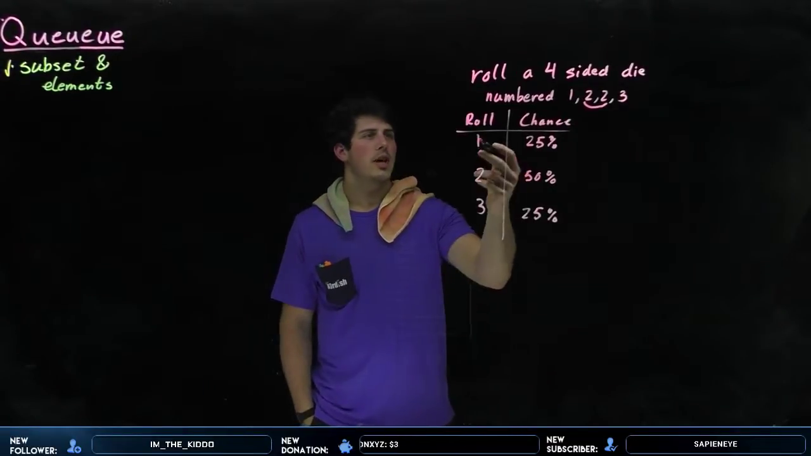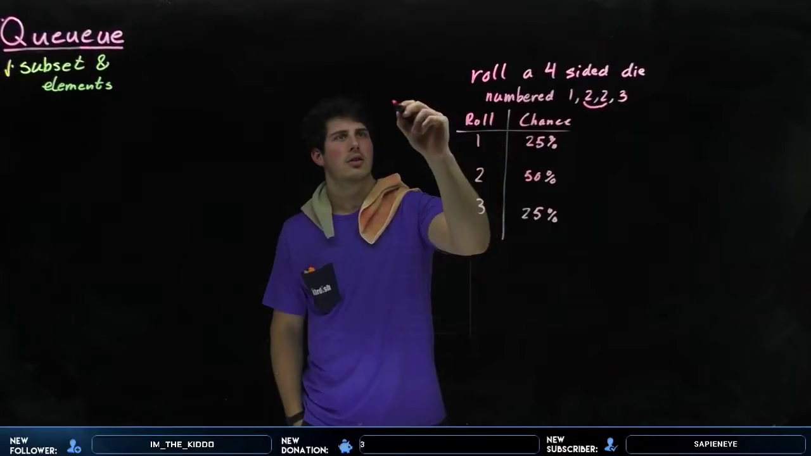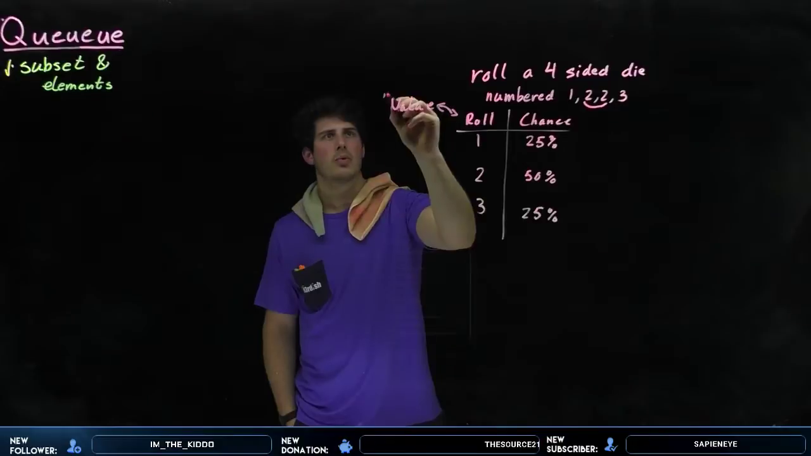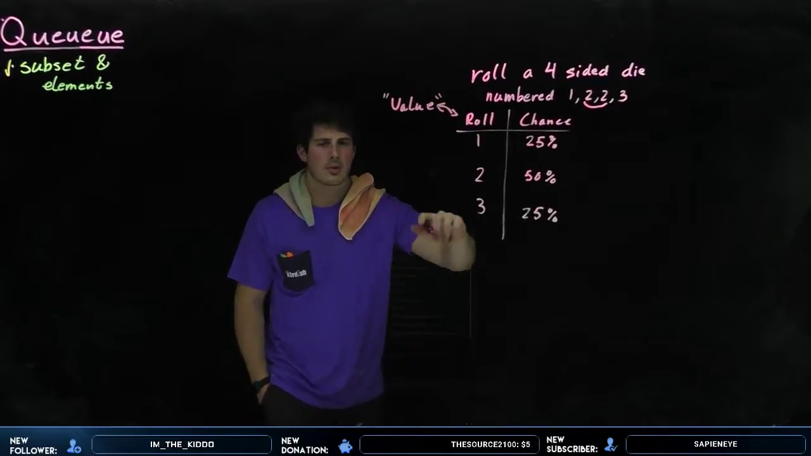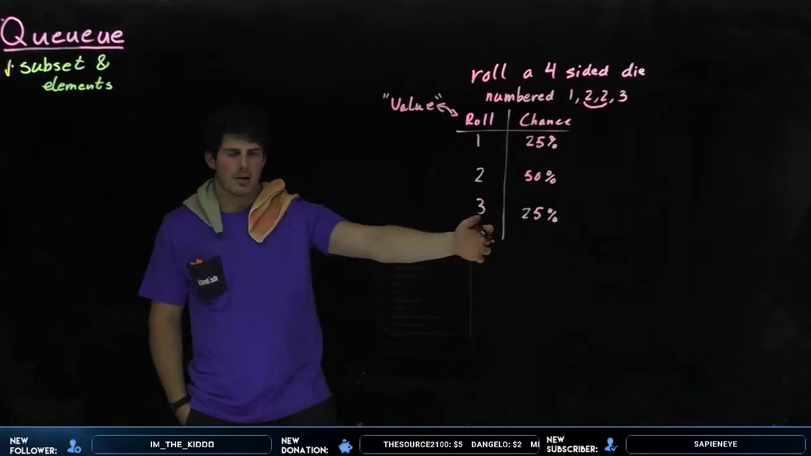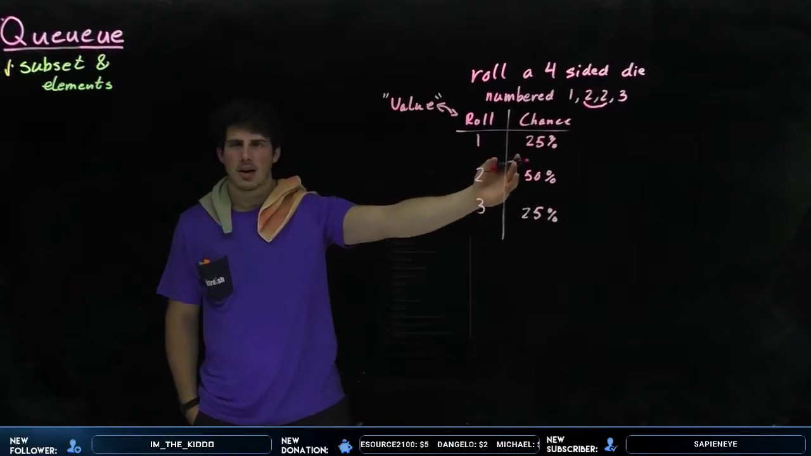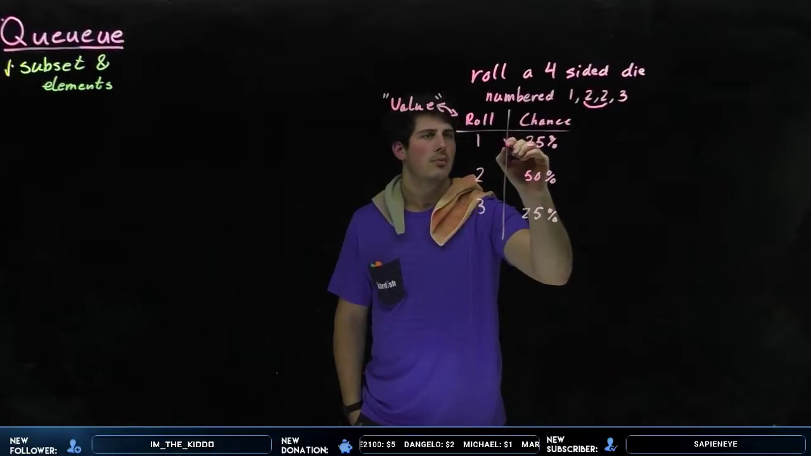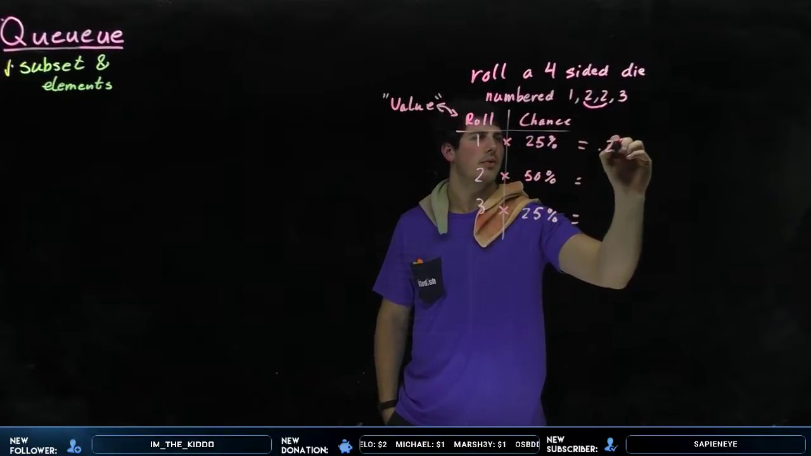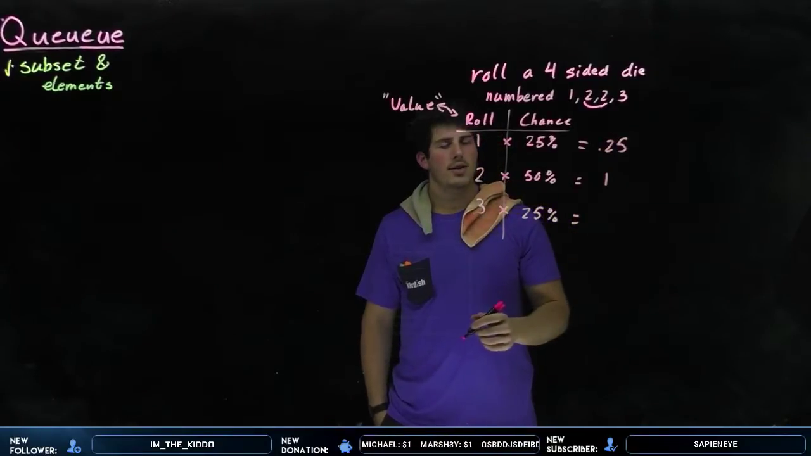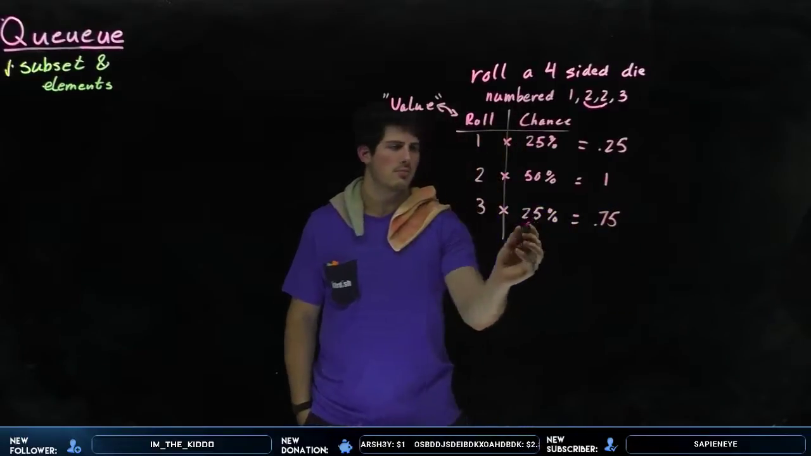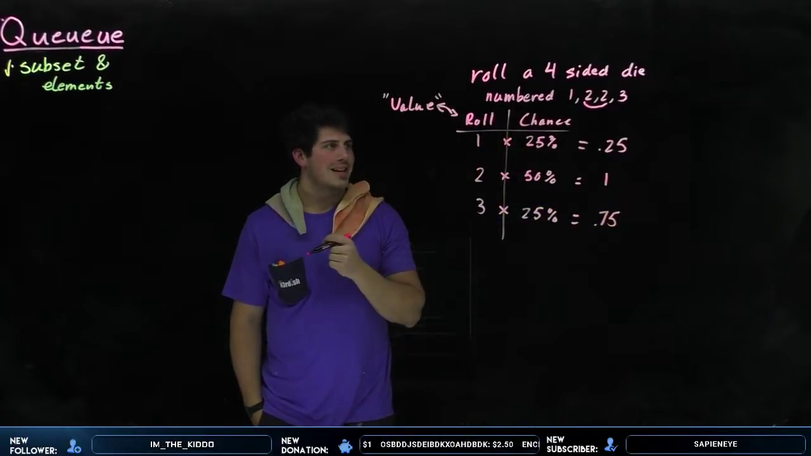But what you do is you take the value. We can call this the value. And I'm going to take my value and multiply it by the percentage or the chance. So I'm going to multiply, and I'm going to end up with 0.25, 1, and 3/4, 0.75, because this is 1/4. What I do then is I add them all.